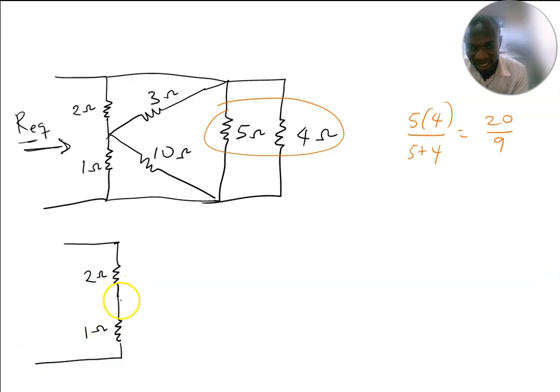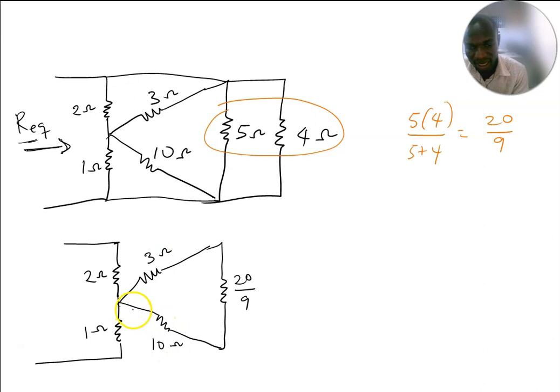Right. And I have one resistor here. I have another resistor here. And they are all combined at this point. So we've already found this, which is 20 on 9. You get it? Then we have 3 ohms here, and we have 10 ohms here. You get it?